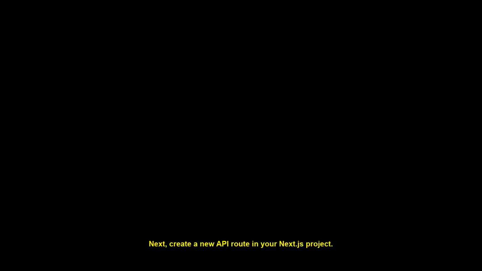Next, create a new API route in your Next.js project. Create a new folder called pages/api/users. Inside this folder, create a new file called index.js. Import PrismaClient at the top of the index.js file. Instantiate a new Prisma client instance like so: const prisma = new PrismaClient().